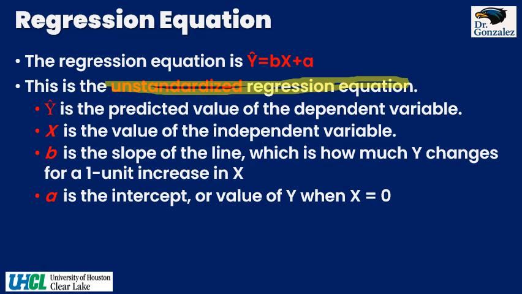So our y hat is our predicted value of our dependent variable, okay? We just went over how to calculate that. x is the value of your independent variable. b is your slope, and that's how much y changes for a 1 unit increase in x. And then a is going to be my intercept, or the value of y when x equals 0.